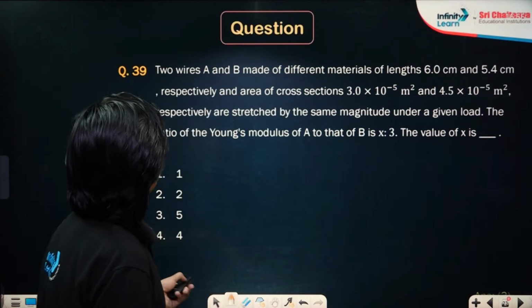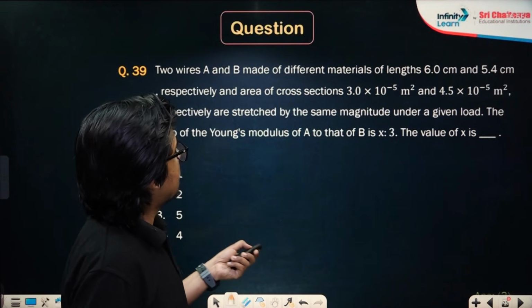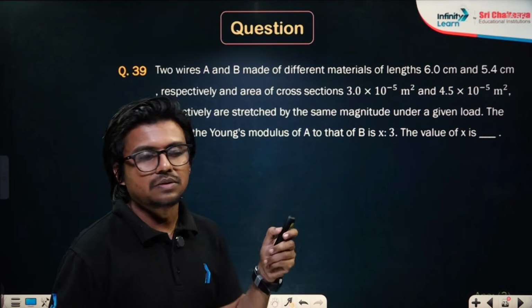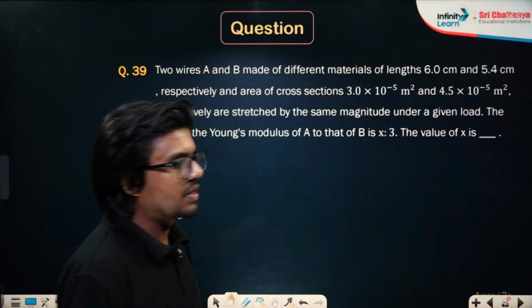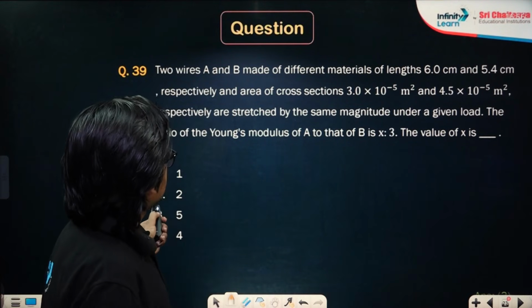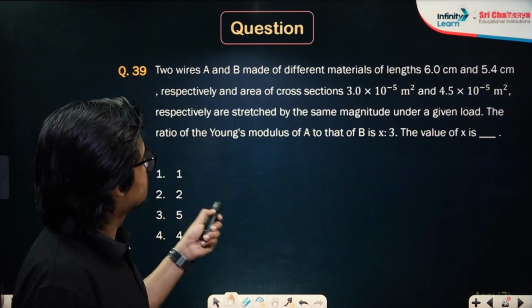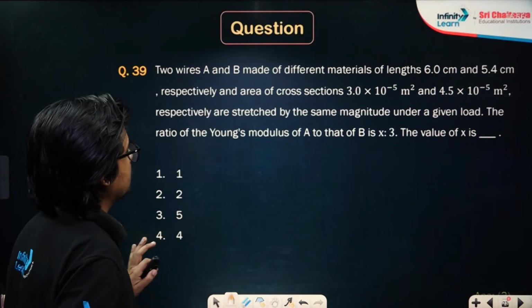Next question. Two wires A and B made of two different materials of length 6 cm and 5.4 cm respectively, and areas of cross section 3.0 into 10 raised to the power minus 5 meter square and 4.5 into 10 raised to the power minus 5 meter square respectively are stretched by the same magnitude under a given load. The ratio of the Young's modulus of A to that of B is x to 3. What is the value of x?